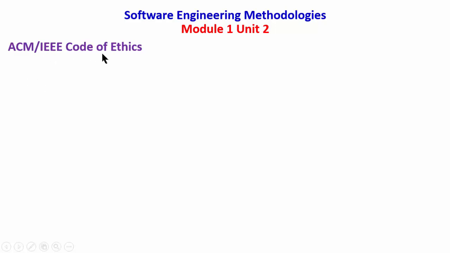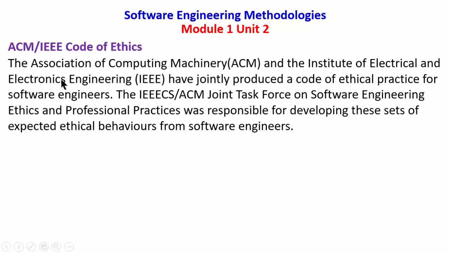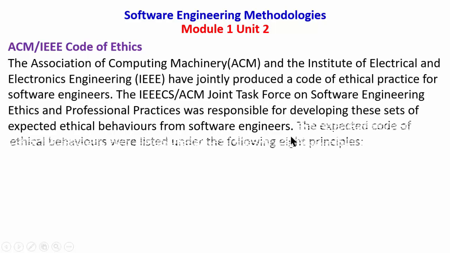ACM IEEE Code of Ethics. The Association of Computing Machinery, that is ACM, and the Institute of Electrical and Electronic Engineering, IEEE, have jointly produced a code of ethical practice for software engineers. The IEEE CS and ACM Joint Task Force on Software Engineering Ethics and Professional Practices was responsible for developing these sets of expected ethical behaviors from software engineers. The expected code of ethical behaviors were listed under the following 8 principles.